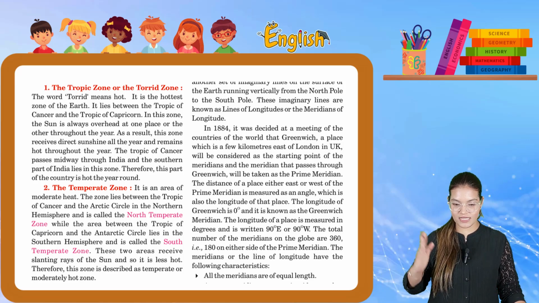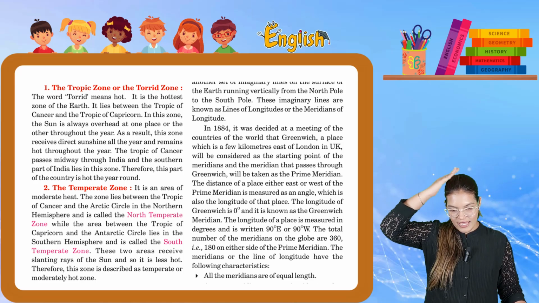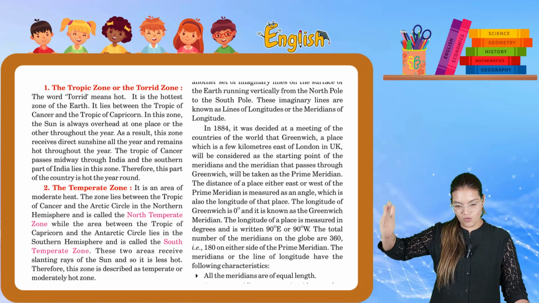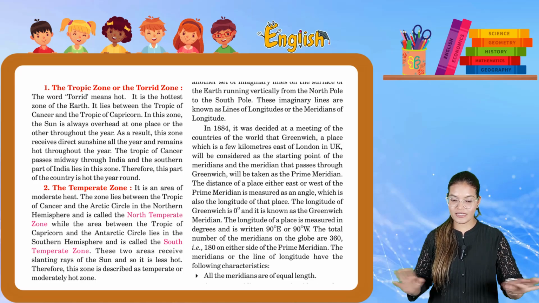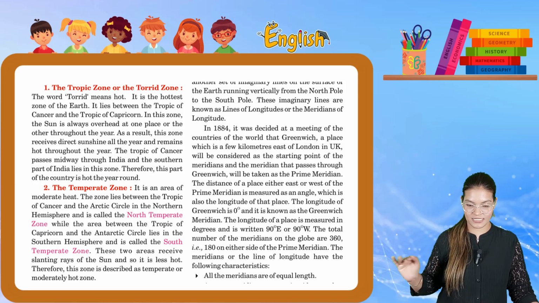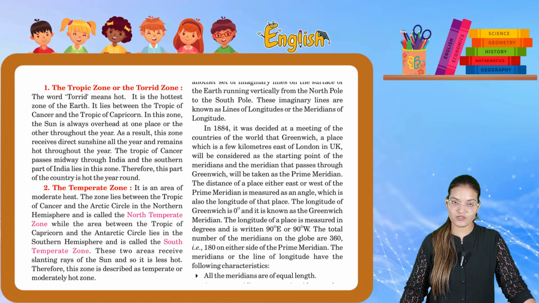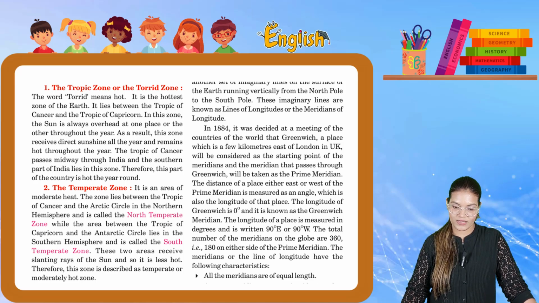In this zone, the sun is always overhead at one place or other throughout the year. As a result, this zone receives direct sunshine all the year and remains hot throughout the year. मतलब direct sunshine मिल जाती है उसको. The Tropic of Cancer passes midway through India and the southern parts of India lie in this zone. Therefore, this part of the country is hot the year round.